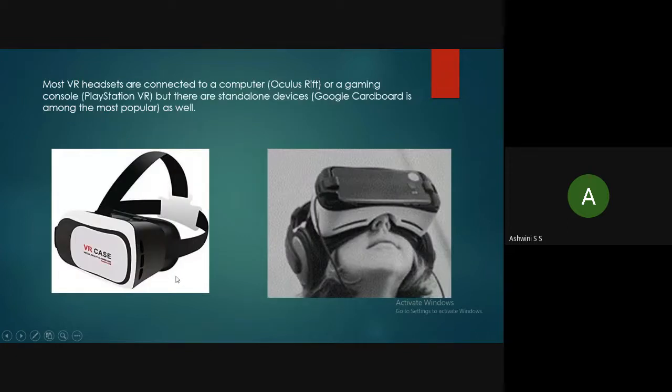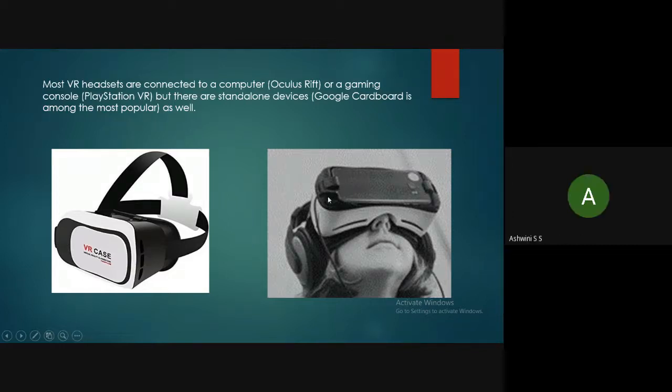In this diagram, you can see there is a VR case. Okay, so this we can call the Oculus Rift. And in the second image, you can see that there is a lady who is wearing that. When you observe this diagram, you can see that there is a smartphone which is connected here. Are you able to see a smartphone which is connected in the second diagram? Are you able to see this?